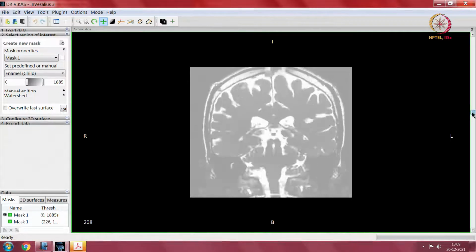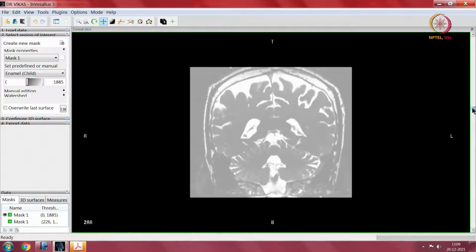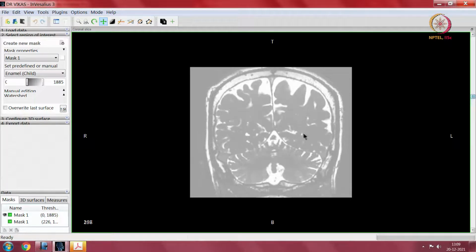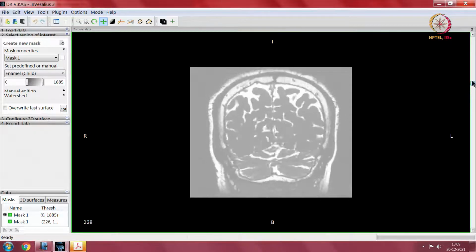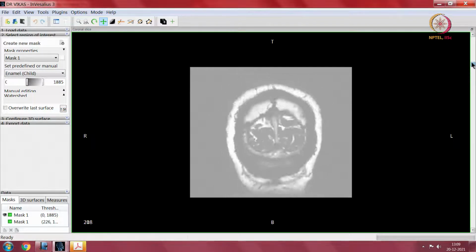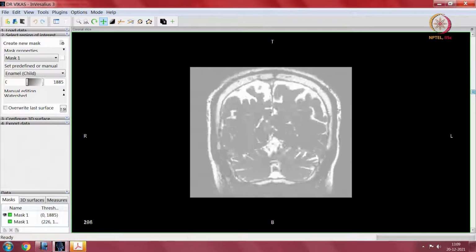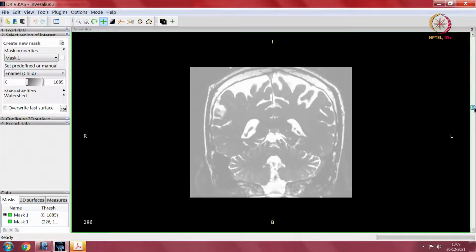Go back, and this will be the atrium of the lateral ventricle, atrium going into the occipital horn, occipital horn on both sides. I think that is sufficient for a description.